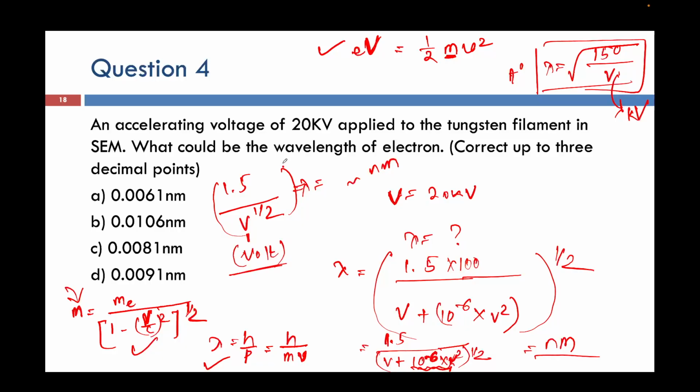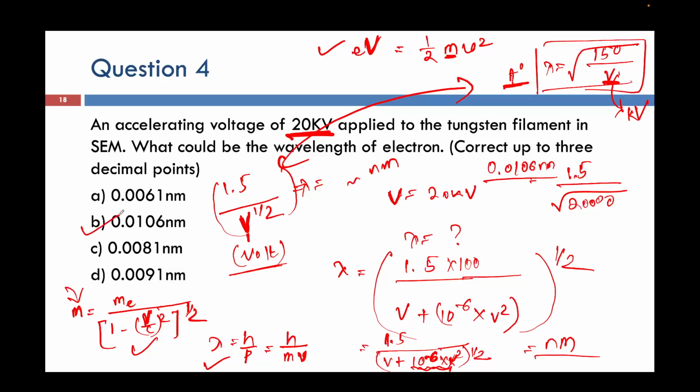So these two equations are eventually the same, only here you will get the answer in angstrom with v in kilovolt, and here v will be in volt. Here it is given 20 kilovolt. So when you consider 1.5 divided by root over 20,000, the value comes to 0.0106. Sir, option B. Yes, this is the option.